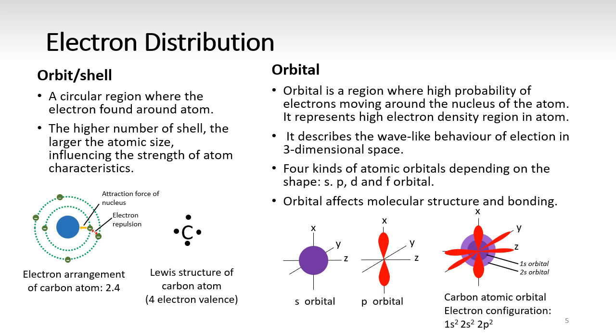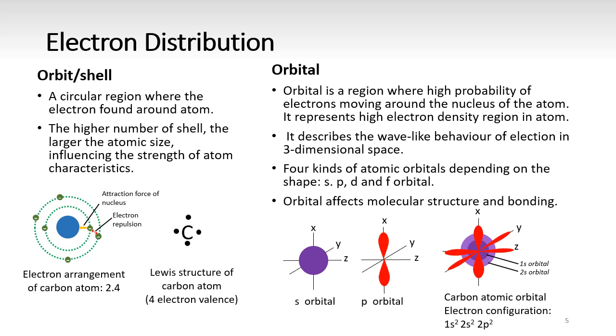The electron arrangement describes how electrons are arranged in each shell, starting from the inner shell. The carbon has a total of 6 electrons. The first shell contains 2 electrons, and the second shell contains 4 electrons. Hence, the electron arrangement of carbon atom is 2.4. Besides, the Lewis structure describes the location of valence electrons. It illustrates the single 4 electrons located around the alphabet C, which represents carbon atom.